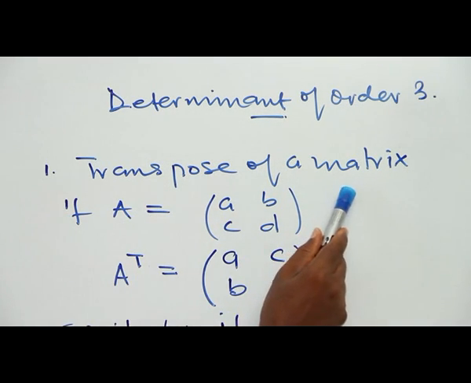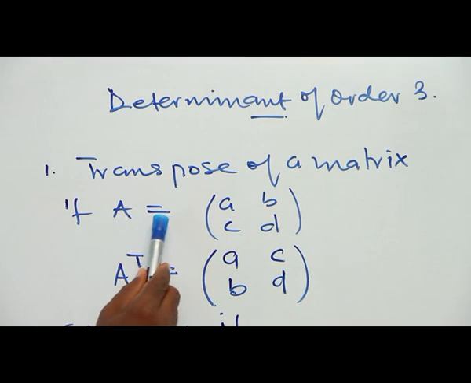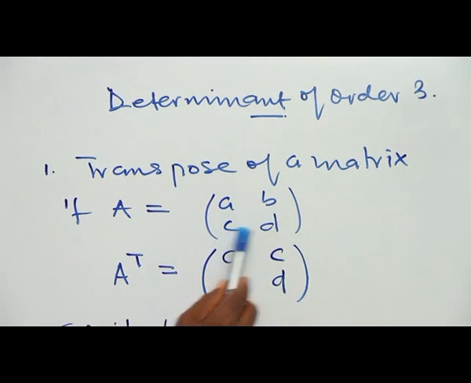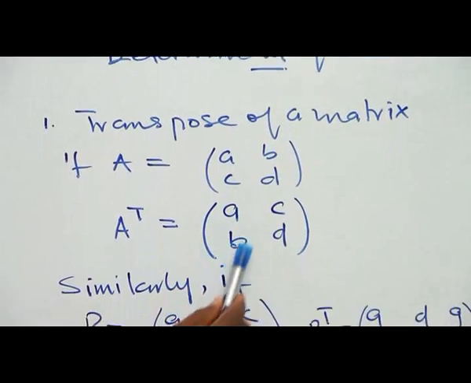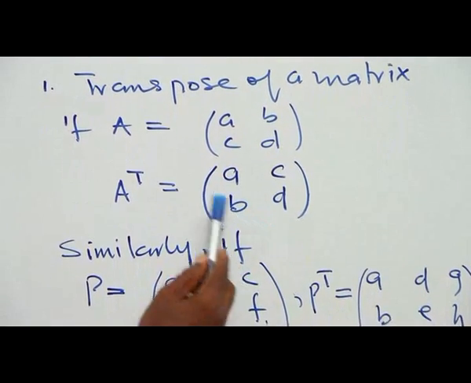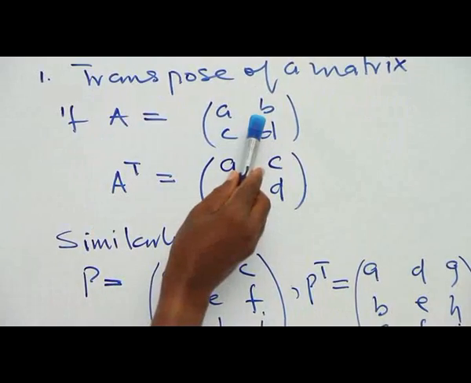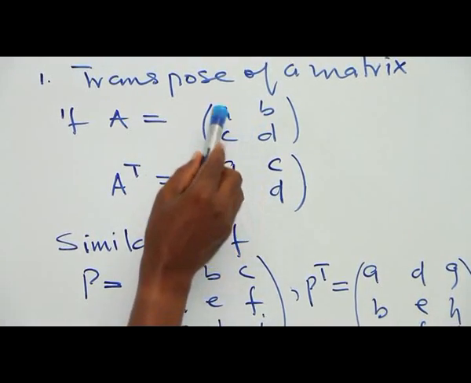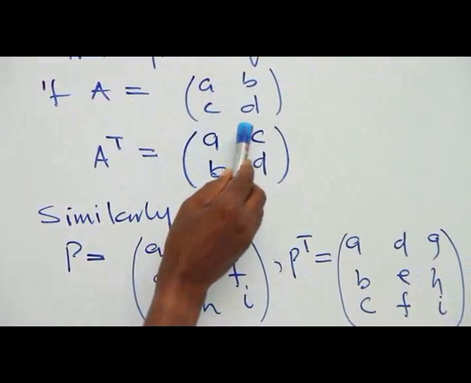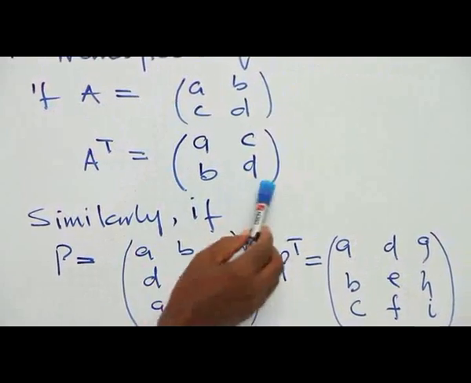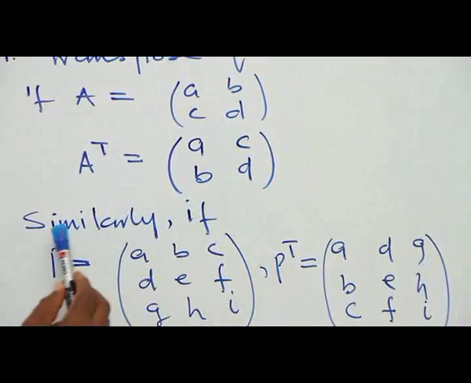Transpose of a matrix. If A is a matrix equal to A, B, C, D, the transpose of this matrix is A, C, B, D. All we need to do is the first row in the first matrix becomes the first column in the second matrix, and the second row becomes the second column, just as we have written it out here.